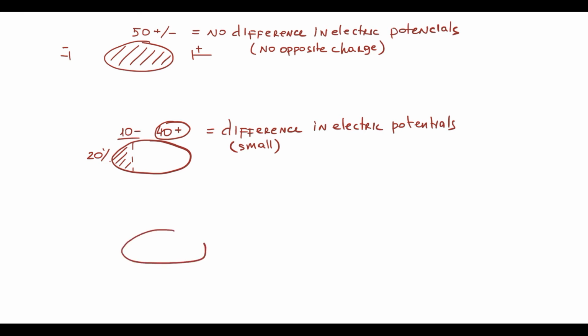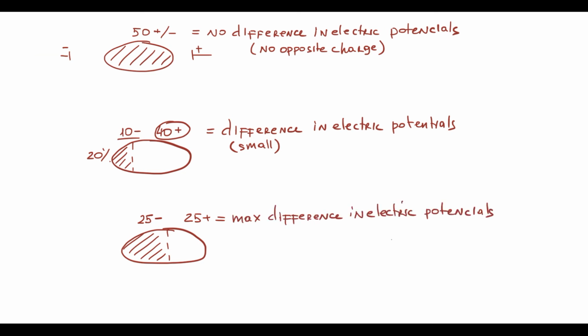But if 25 cells have negative charge and 25 cells have positive charge, the difference in electric potentials becomes maximal, because half of this tissue is depolarized and has negative charge, and another half is non-depolarized and has positive charge. So if between electrodes the quantity of negatively charged cells is equal to quantity of positively charged cells, there is the maximal difference in electric potentials, and active electrode depicts this as maximal elevation from isoelectric line.